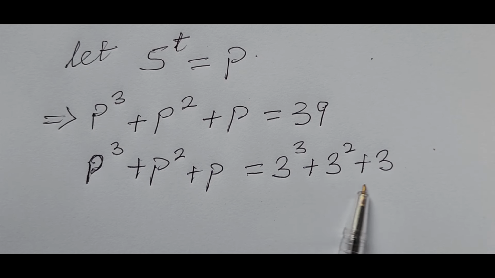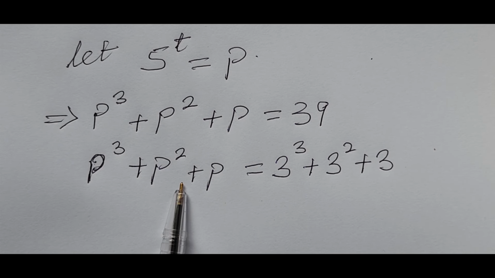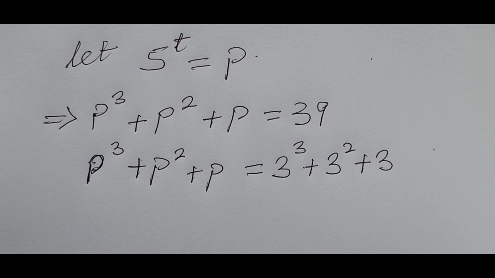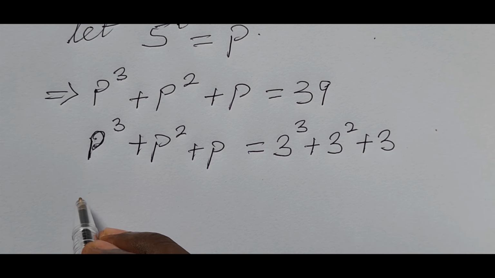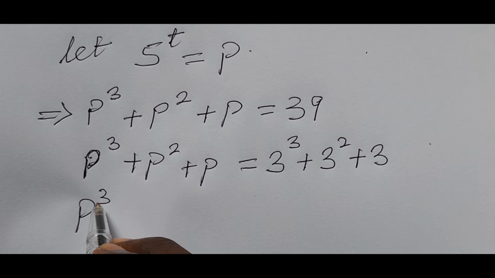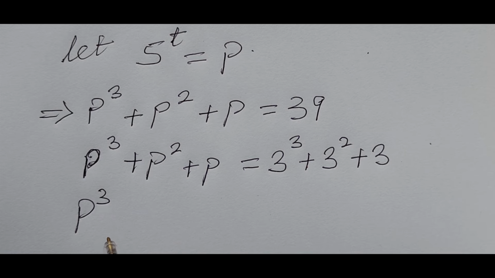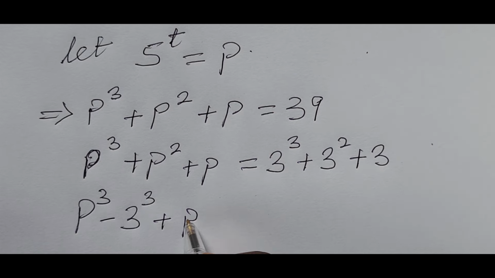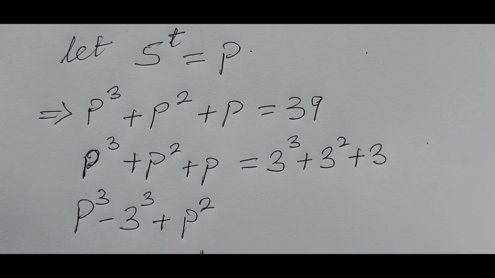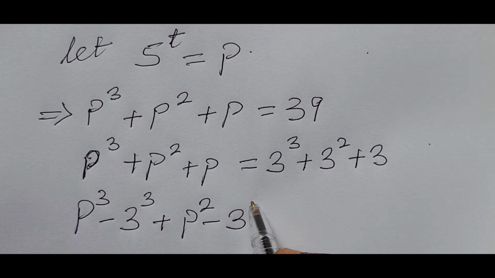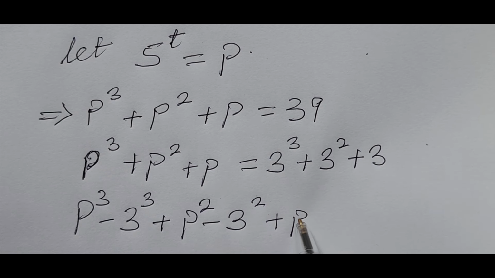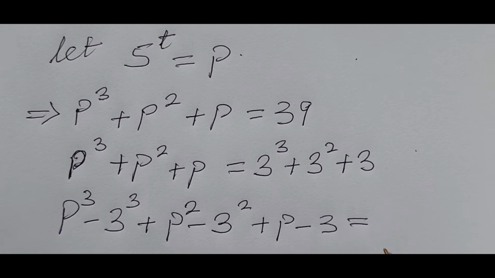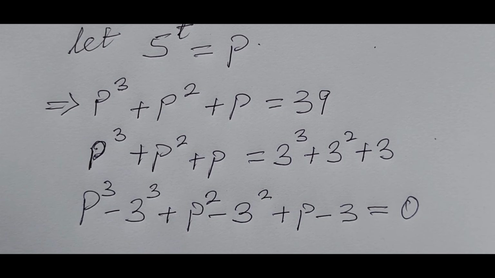But here we want to move all quantities to the left-hand side. You are going to marry each of these quantities according to their powers with the variable. The first one, we have p raised to the power of 3. We bring this one to this side, and it gives us minus 3 to the power of 3. Then plus p to the power of 2; we bring this over, and it gives us minus 3 to the power of 2. Then plus p, and this comes here as minus 3. On the right-hand side, we are left with 0.